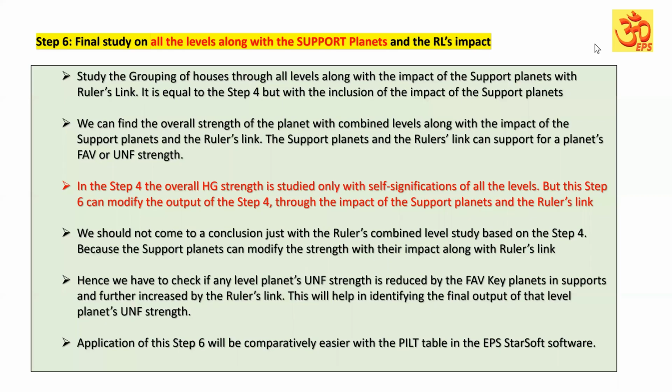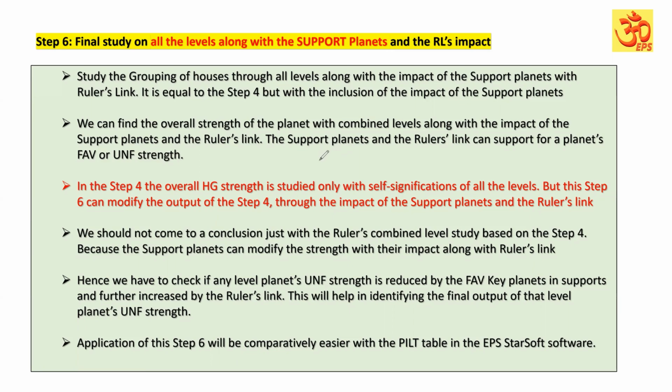Now we have to check step number 6. Step number 6 is the final study on all levels along with the support planets and the ruler link impact. Of course, we discussed this when we studied step number 5 itself, that is, checking the support planets and ruler link and what sort of impact is given at each level.